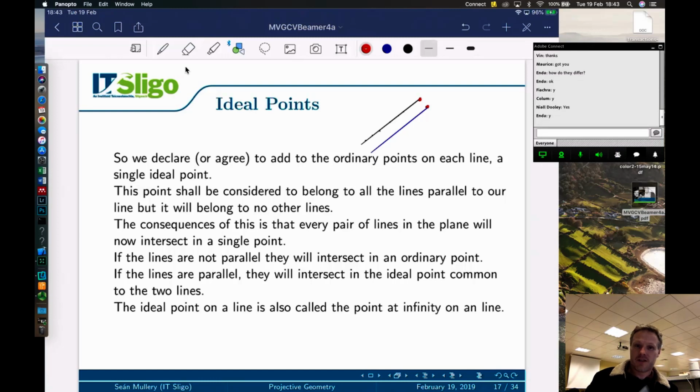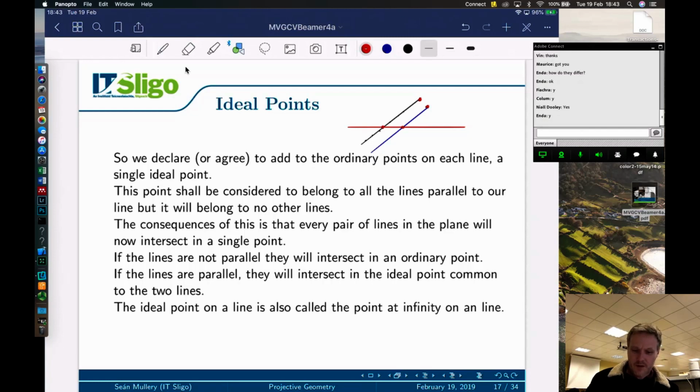So the consequence of this is that every pair of lines in the plane will now intersect in a single point. Okay, so if I take another line here, we'll draw it in red this time, and I'll draw it straight if I can. Now you can see that that line has intersected both of those lines, this one here at this point and this one here at this point. But the black and the blue line, where do they intersect? They intersect in this ideal point, and that ideal point is common to both of them, and each one of them only has one ideal point. So it can't have ideal points in common with anything that isn't parallel to it.